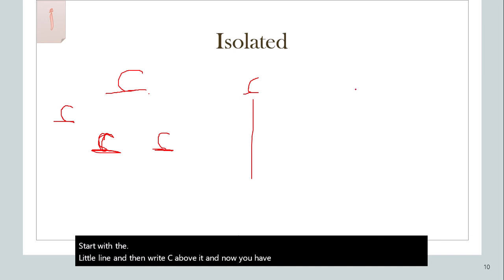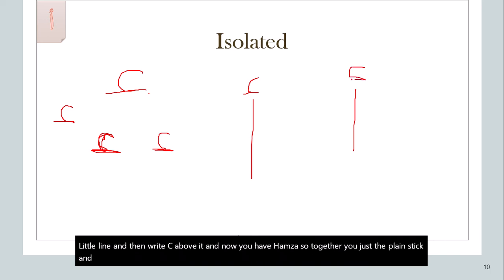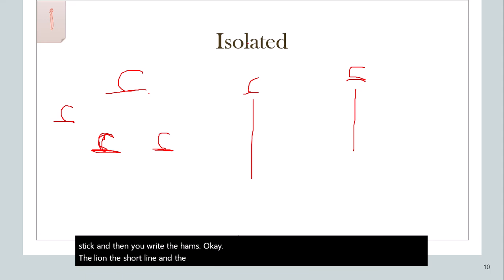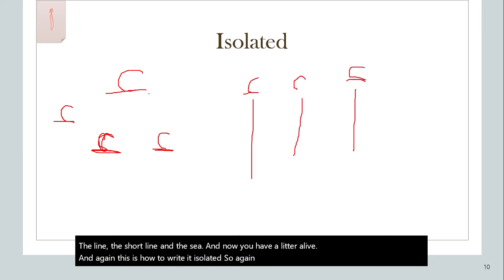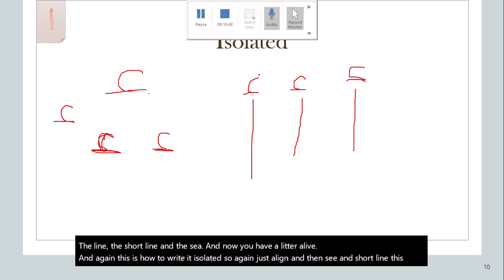So together you write the plain stick and then you write the Hamza, the short line and the C. And now you have the letter Alif. And again, this is how to write it isolated. Just a line, and then the C and short line. This is Hamza and the plain Alif.